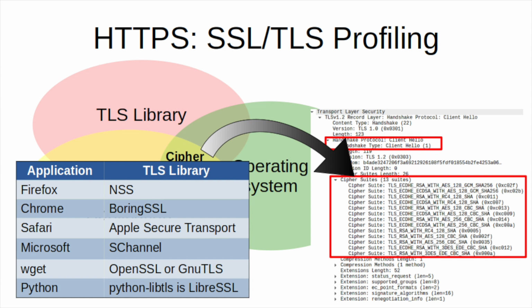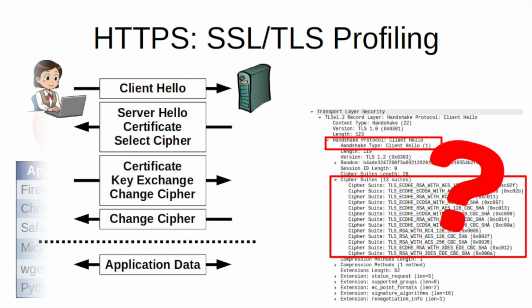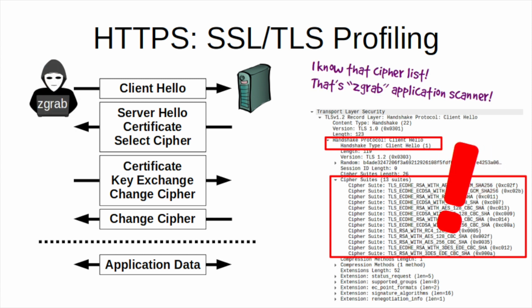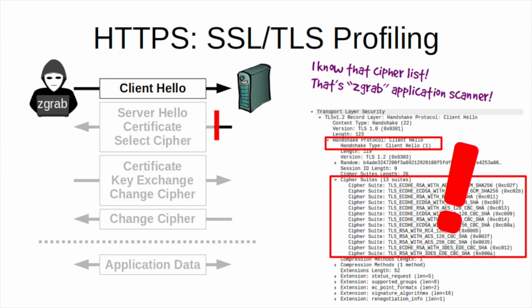As you can guess, many attack scripts also use custom cipher suite sets. My server can look at the client hello's cipher set and determine that this set matches the zgrab application scanner. That's a reconnaissance tool. They are about to attack. And now my server can terminate the connection before the client completes the TLS handshake and before they can attack.